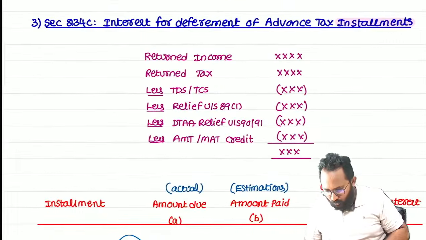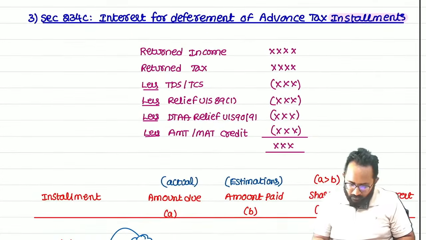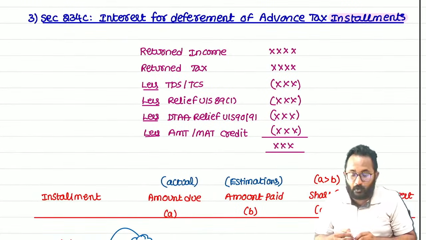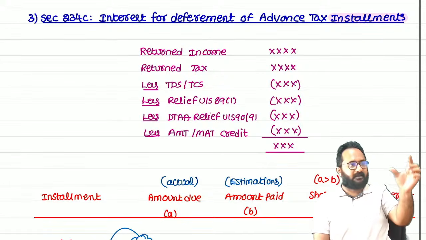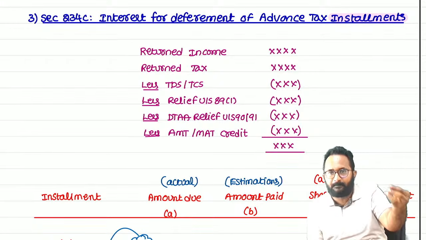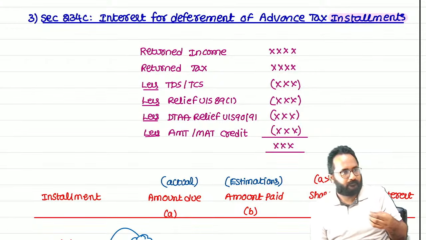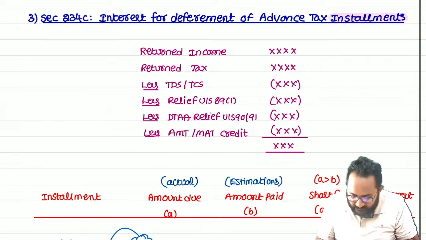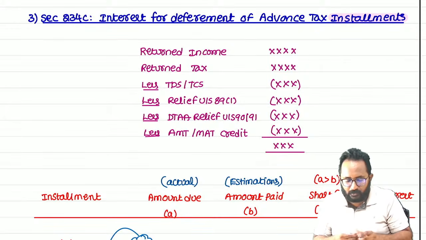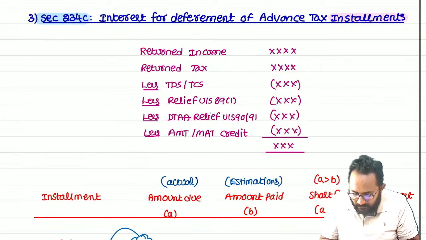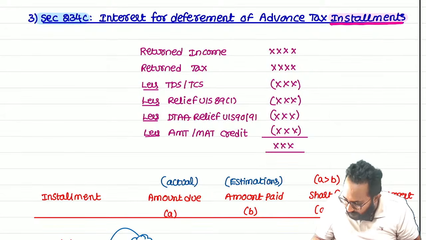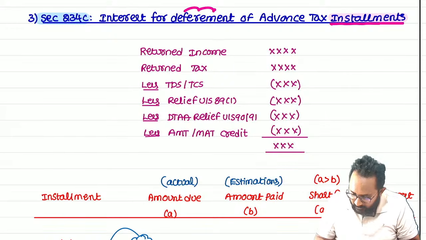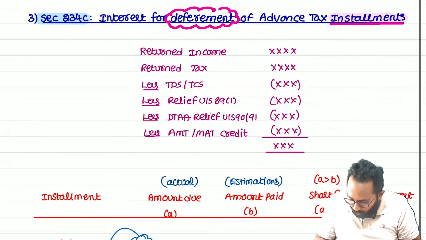What is that, ma? 234C. Now, 234B we calculated on the total of the previous year, whether not paid or short paid. Now, 234C is always talking about what, ma? Installment-wise. If any installment is deferred, yes, now we have to calculate what? Interest.